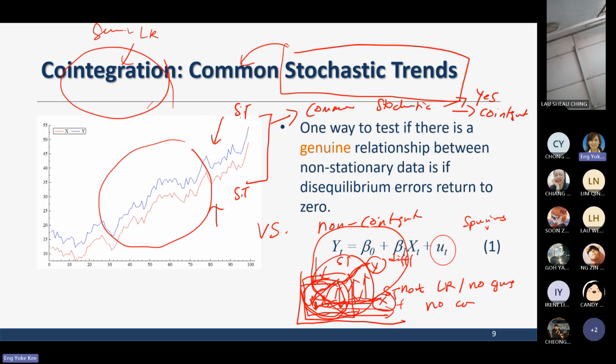Now we know the concept. The question here is: how do we know whether this relationship is genuine or not? How do we know they are converging or diverging like this? Statistic-wise, it depends on the behavior of the residual, or the error term. The behavior of the error term here will tell us whether the relationship between X and Y is genuine or spurious.